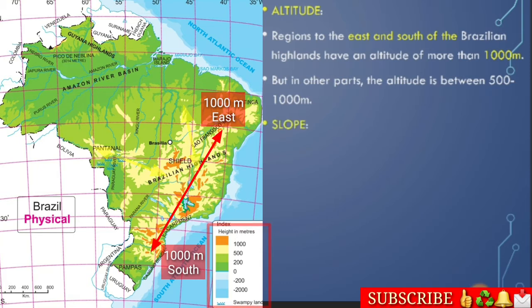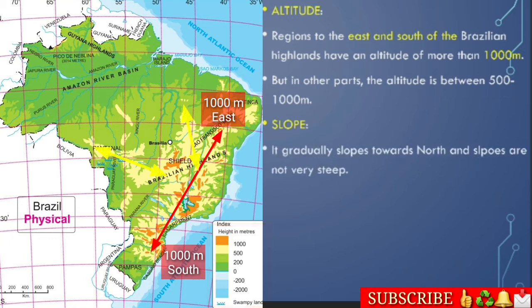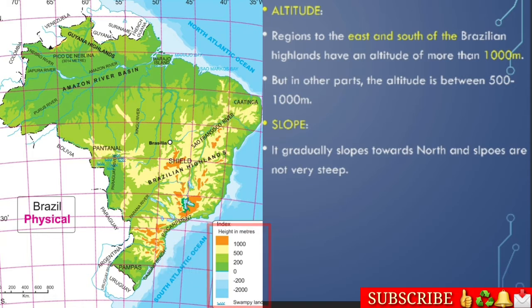Now students, let's try to understand the slope of highlands. Okay, this is very important students. Question can be asked on such points. It gradually slopes towards north and slopes are not very steep. Students, these highlands slopes towards north. You can see in the map so that you can understand. Okay, but these slopes are not very steep student. Steep means not long as well as sharp.